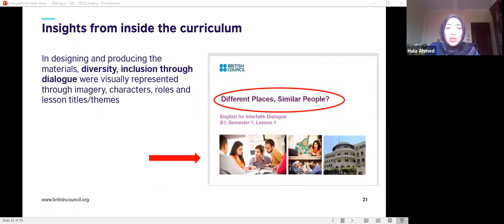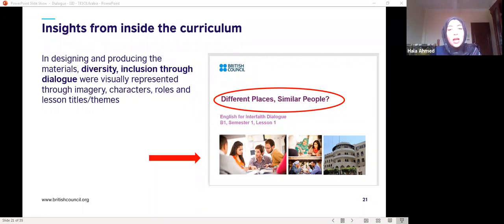Then another example, or another insight from inside the curriculum, is that while we were designing and producing the materials, we made sure that diversity and inclusion are embraced and magnified through dialogue, and they were visually represented, as you can see, through imagery, characters, roles, even the lesson titles and themes. So you can notice here from the snapshot taken from one of the lessons in the curriculum that in terms of the visual representation, we have people from different walks of life, from different backgrounds and culture.